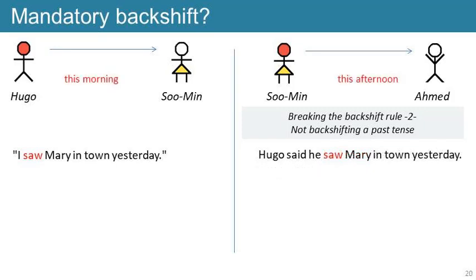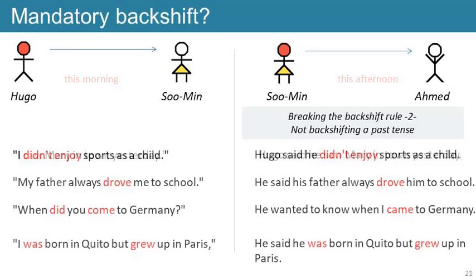This particular example of backshift to the past perfect is fine, but native speakers tend to avoid using the past perfect unless they have a good reason to do so. And if Sumin is reporting to Ahmed on the same day that she spoke to Hugo, then it is quite natural not to backshift to the past perfect, i.e., Sumin reports as, "Hugo said he saw Mary in town yesterday." Here are some more examples of where keeping the past simple is the better choice than backshifting.